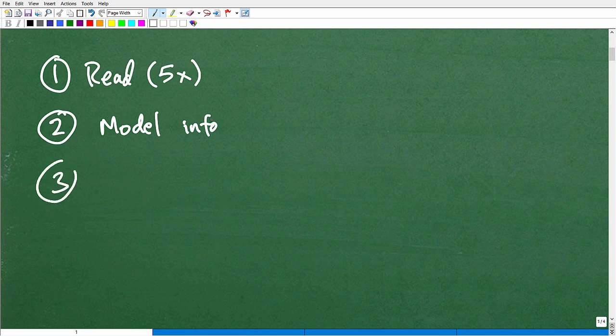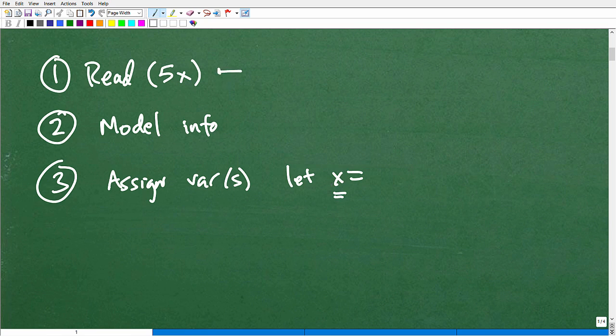Now, the third thing is you need to assign some variable or variables. It all depends on the situation, but you need to say, okay, we're going to let x equal this, or let y equal that. We are doing algebra here, so if you're going to assign a variable, you've got to be clear on what that variable represents. Oftentimes, it's going to represent the unknown value that you're trying to solve for in the problem.